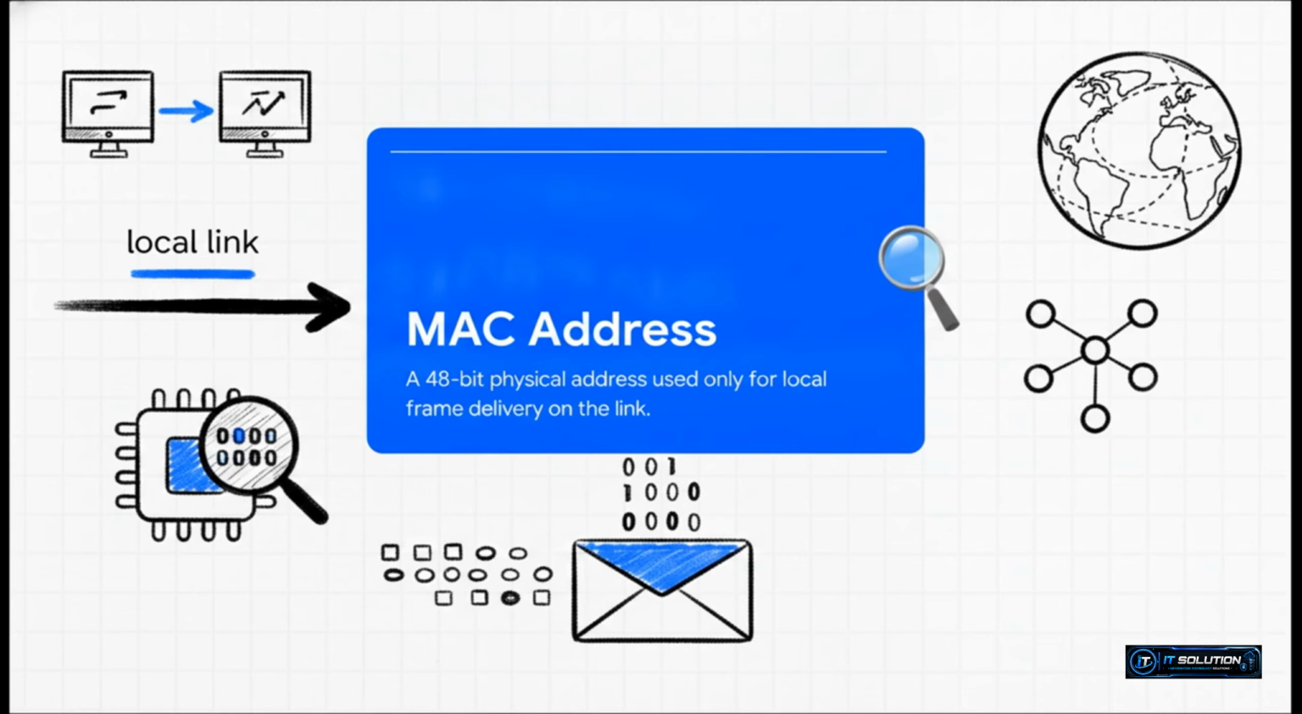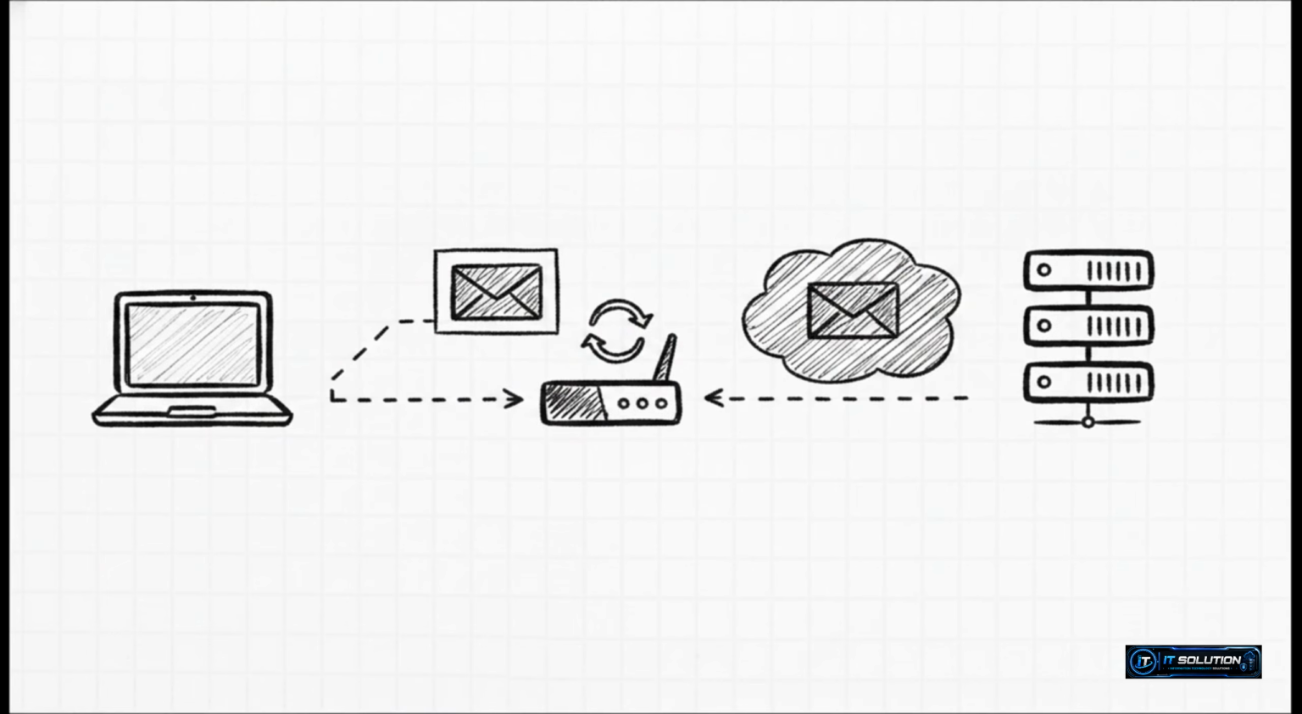Now, your IP address defines your entire end-to-end global journey, but this MAC address, it is strictly local. It only exists to get your frame from one network card to the very next one on that specific shared network. And here is where the real magic happens.